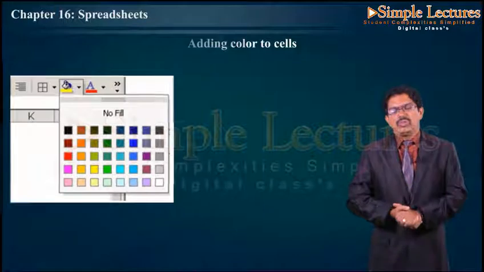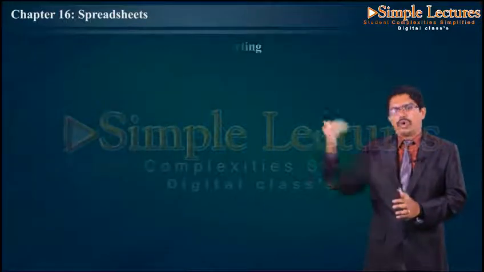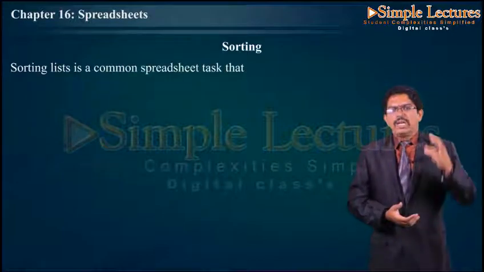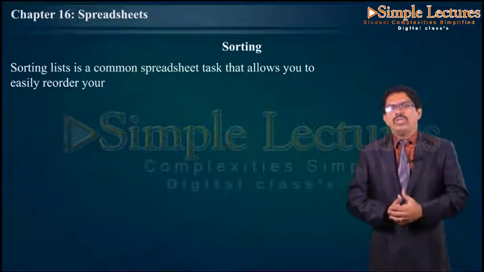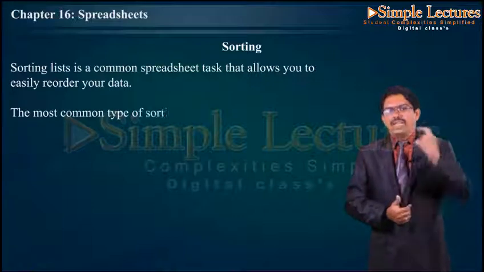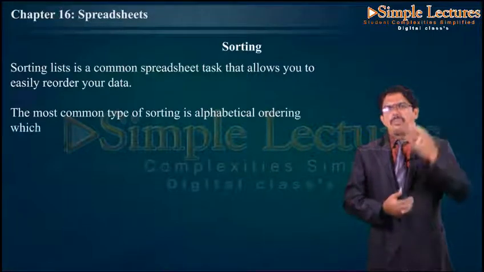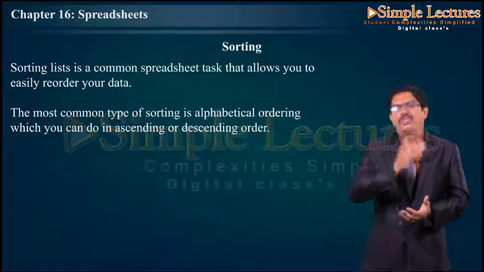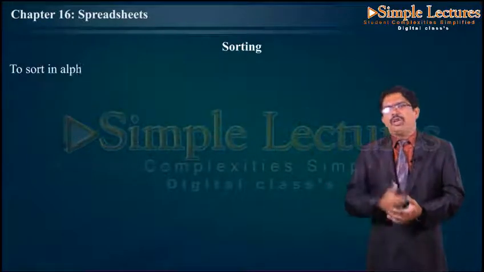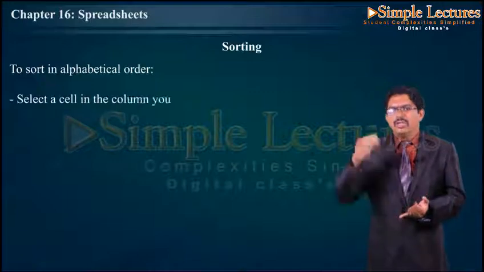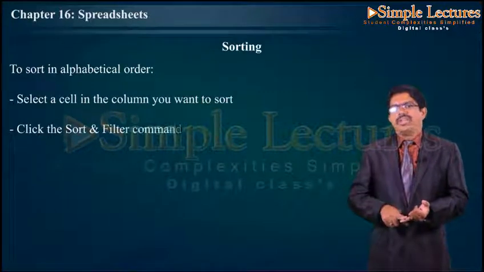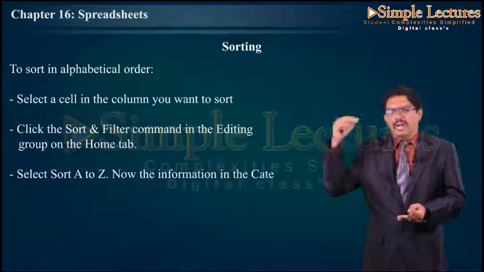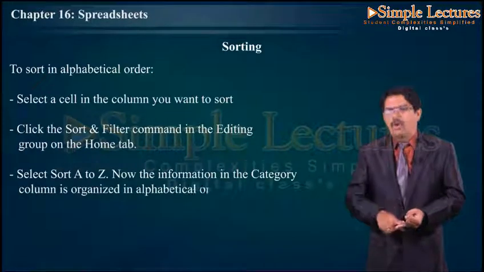Now, let us go for sorting. Sorting a list is a common spreadsheet task that allows you to easily reorder the data. The most common type of sorting is alphabetical order. It may be ascending or descending. To sort in alphabetical order, select a cell in the column you want to sort. Click the Sort and Filter command. Group as usual with alphabetical order, maybe A to Z.